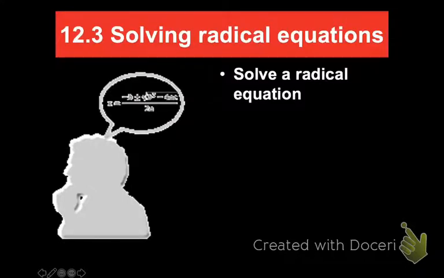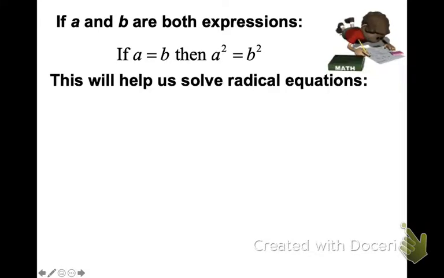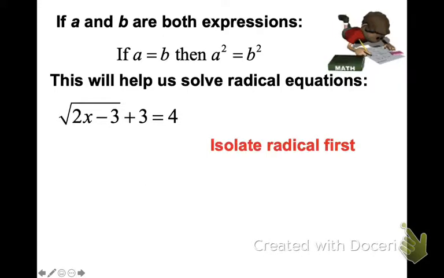In lesson 12.3, we're going to solve radical equations. So first of all, we know the golden rule. If I add something to one side, I have to add it to the other, subtract. So if I do something to one side, I have to do the same thing to the other. In this example, you can see if I square the left-hand side, then I can keep them equal if I square the right-hand side. And that's going to be important when we're solving using radicals.